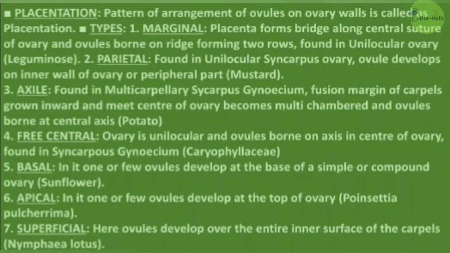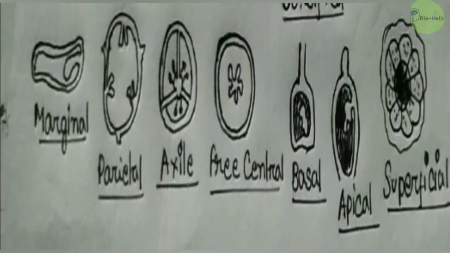Now the placentation. The pattern of arrangement of ovules on ovary wall is called as placentation. They can be of many types: the marginal, the parietal, the axial, the free central, basal, apical, superficial. These are the diagrams.